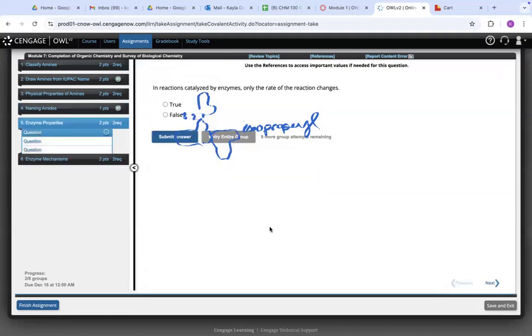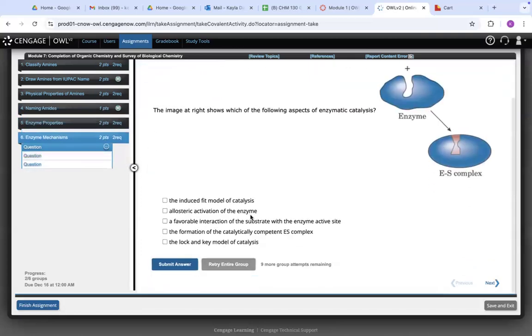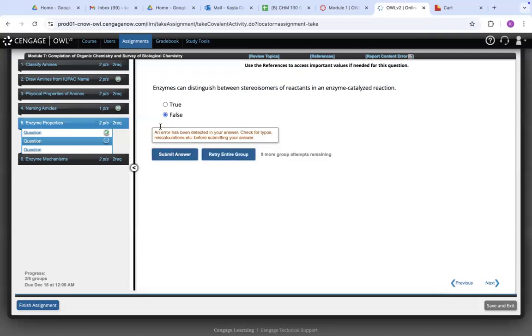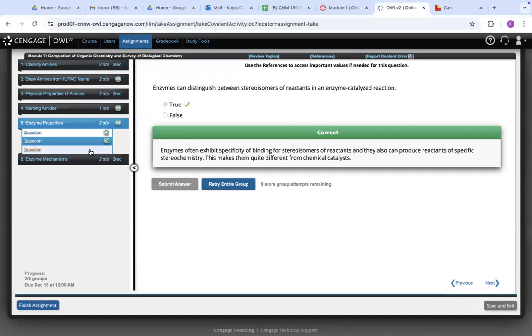All right. These ones can be nasty, usually this one is harder. So we'll go through a few examples here. So in reactions catalyzed by enzymes, only the rate of the reaction changes. The reaction rate increases. I believe that's true. Okay, enzymes can be distinguished by stereoisomers. Ooh, what? We did not talk about stereoisomers. I'm gonna go with false. Okay, the cool thing about these, it gave me an error, so it must be true.